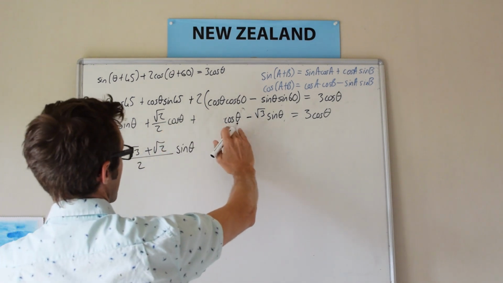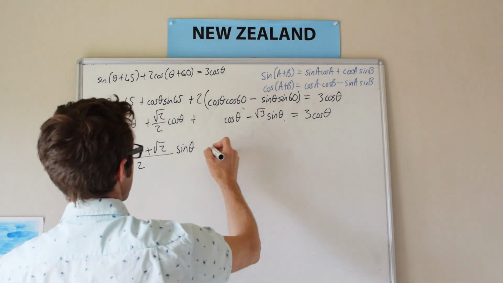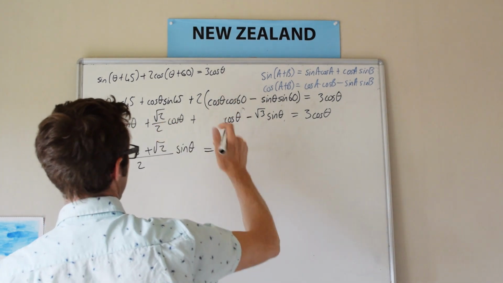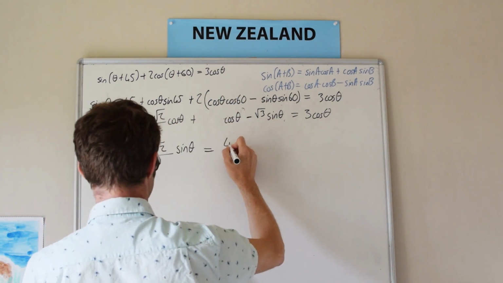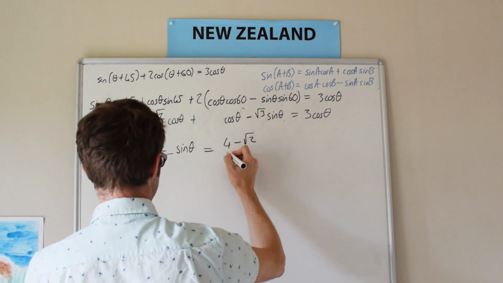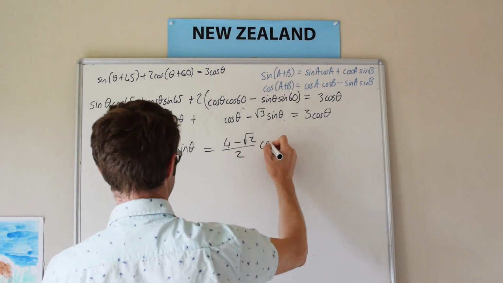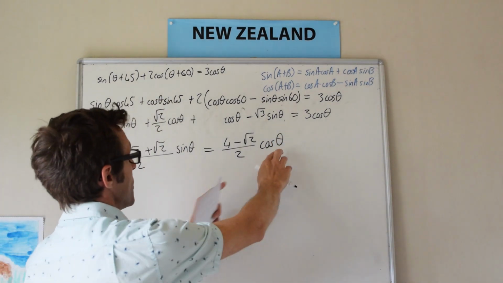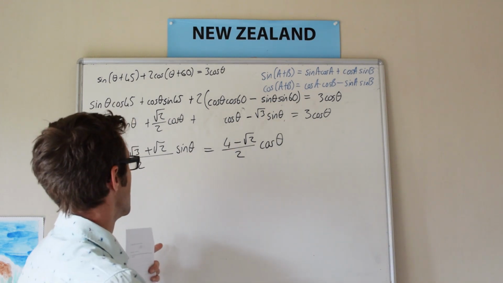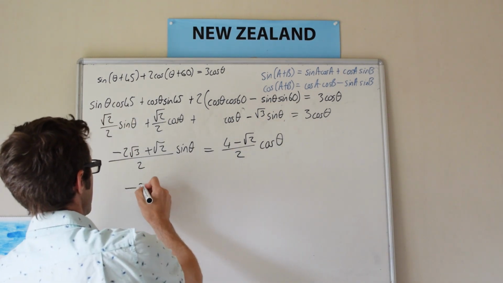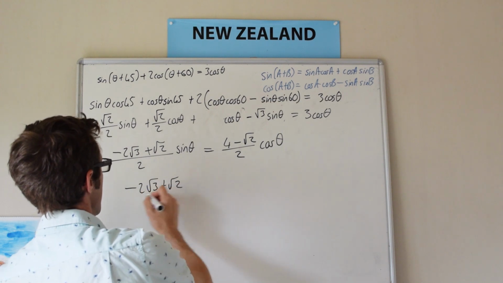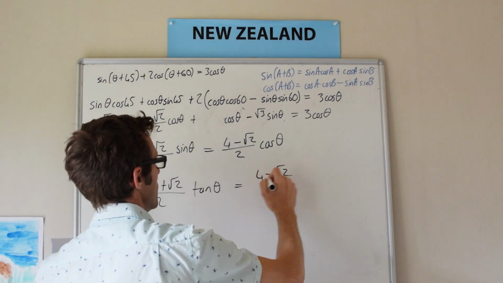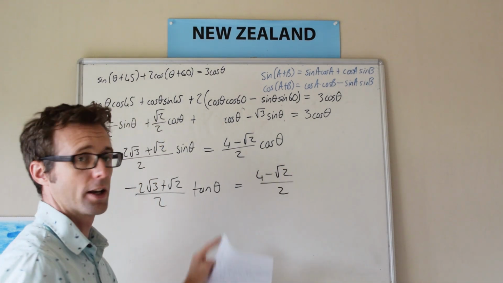I'm going to move this cosine and this cosine over to this side by subtracting both of them. 3 minus square root 2 over 2 minus 1. And that will give me this value here, 4 minus square root 2 over 2 cosine theta. Now I want to get my tan theta, so to do that I'm going to divide both sides by cosine theta, and that will give me minus 2 square root 3 plus square root 2 over 2 tan theta equals 4 minus square root 2 over 2. I've got rid of my cosine from both sides.